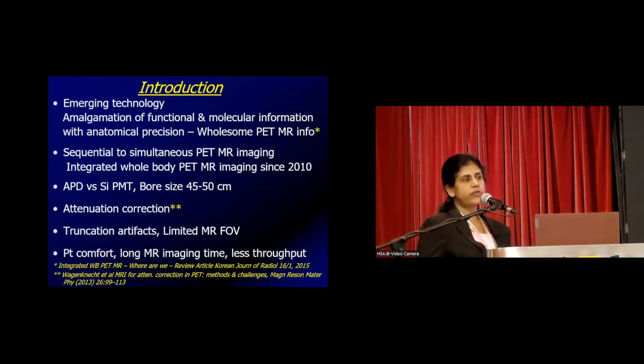We also should not forget that patient comfort is a bit difficult in the PET-MR systems because of longer imaging times. So we need to schedule the patients and see which patient can be accommodated in that, because the bore size is smaller. So any patient who has an abdominal girth of more than 50 centimeter, or has metal artifacts, hardware, cannot be taken up for a PET-MR image.